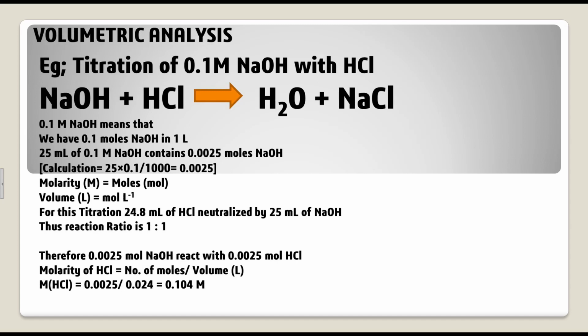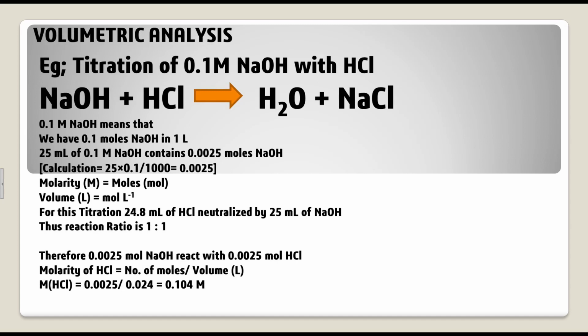Here, what happened? In the reaction there is an H plus ion and an OH minus ion. Sodium hydroxide has OH minus and HCl has H plus. When this OH minus and H plus meet, neutralization occurs, and you will get a pink color as an indication. That indication shows that the reaction is completed.